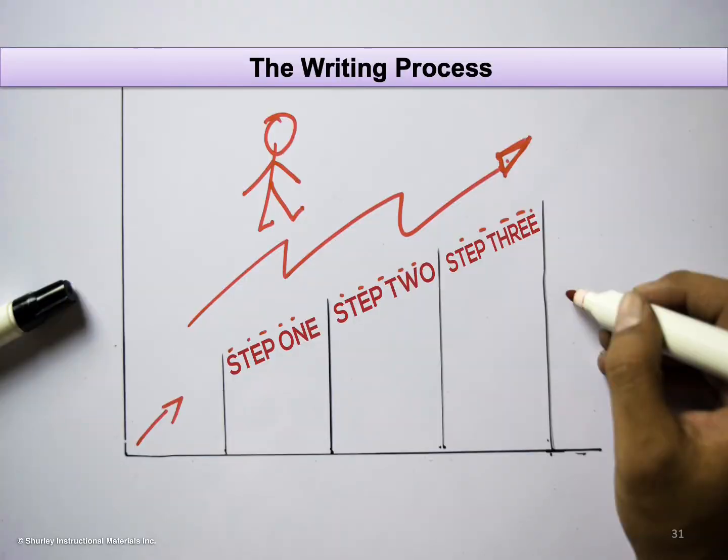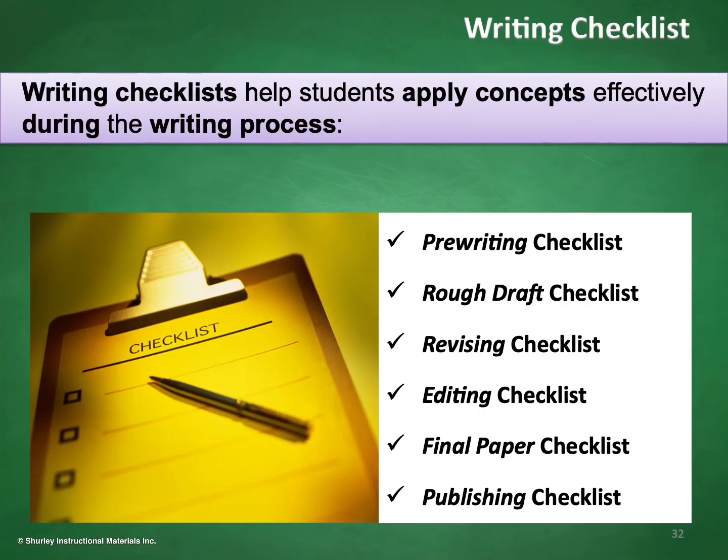Let's take a brief look at the steps involved in the writing process. Shurley English teaches students that writing is a valuable process, and each step of the writing process has its own set of requirements. To meet those requirements, writing checklists are provided to help students apply concepts effectively. Students will be provided with a pre-writing checklist, rough draft checklist, revising checklist, editing checklist, final paper checklist, and a publishing checklist.